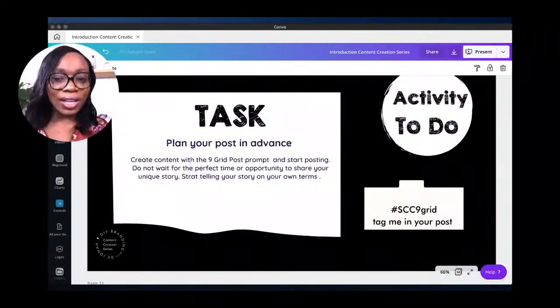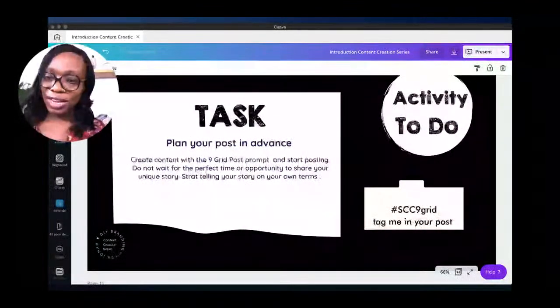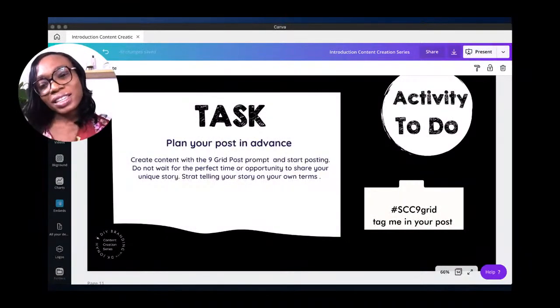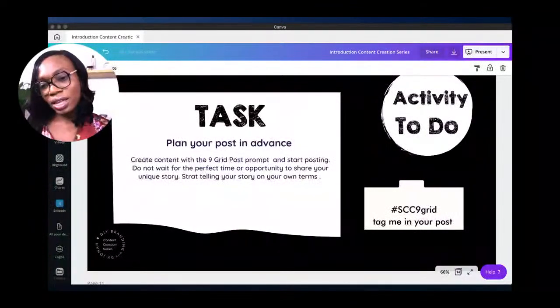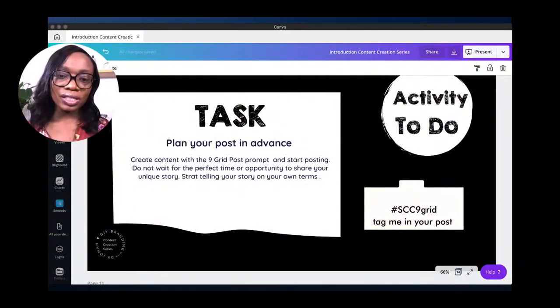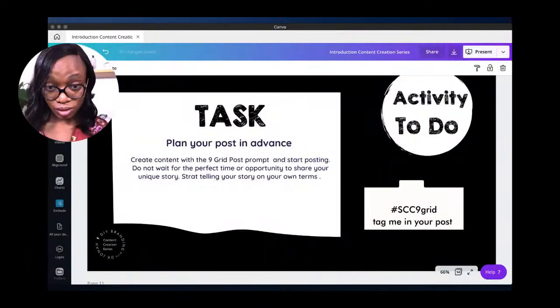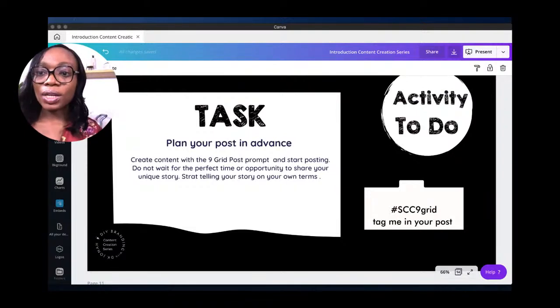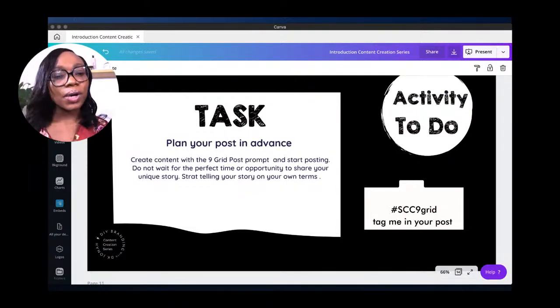Smart Content Creation 9 grade, SCC. I was going to call it SCCT 9 grade, so Smart Content Creation T 9 grade, but I decided to go with SCC 9 grade. And tag me in your post when you do it, so it appears on my feed and I can come and give feedback.